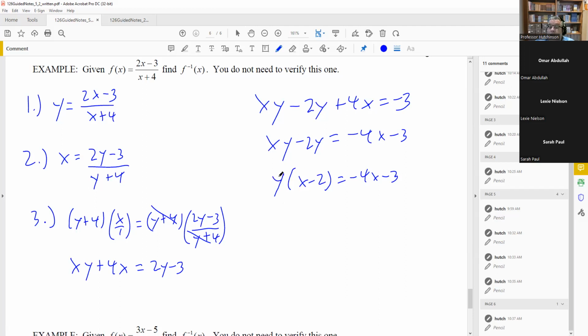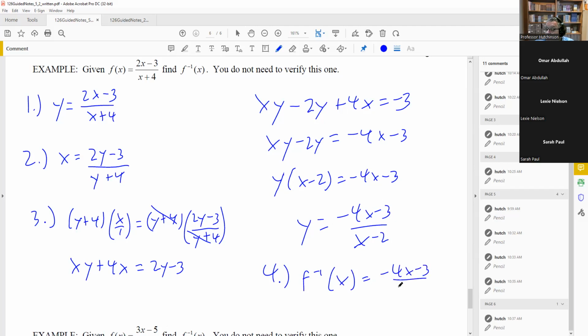Now that I've pulled out the y, this is the whole purpose for doing that. If you factor out the y, then you can divide both sides by x minus 2, and you end up with one y left over. So if you divide both sides, you get negative 4x minus 3 over x minus 2. And that right there is going to be your answer. Of course, step number 4, we do have to put the inverse notation in there: f inverse of x equals negative 4x minus 3 over x minus 2. And that would be it.